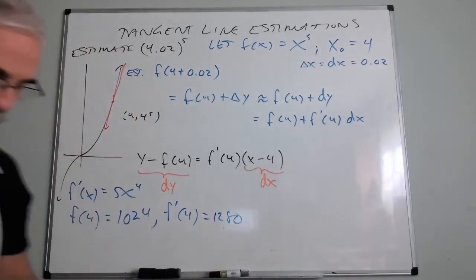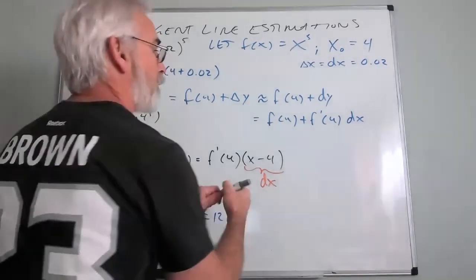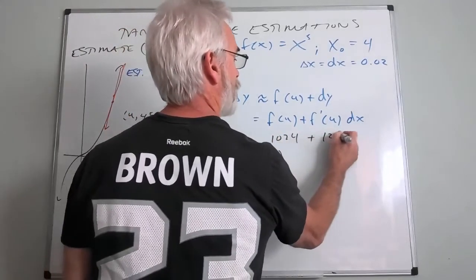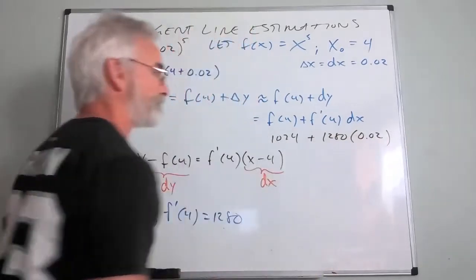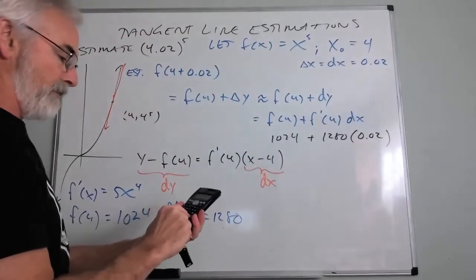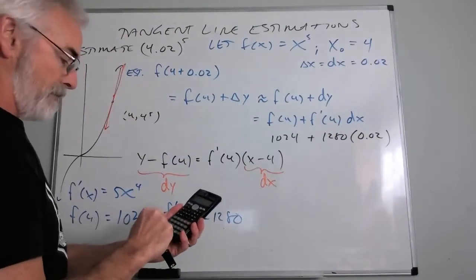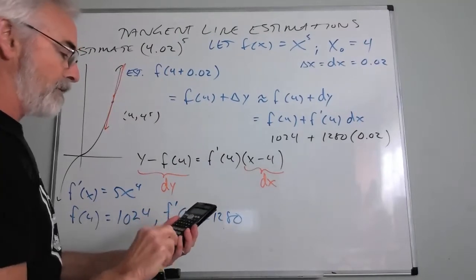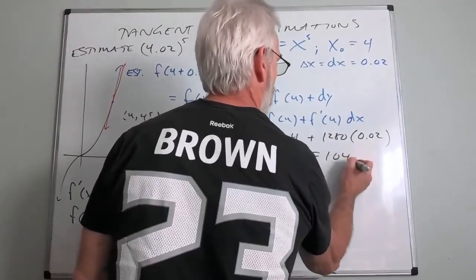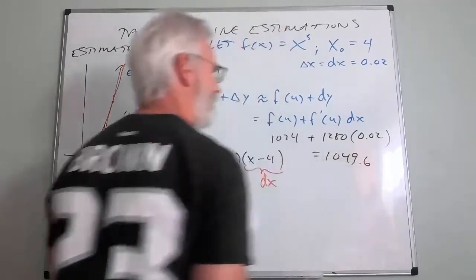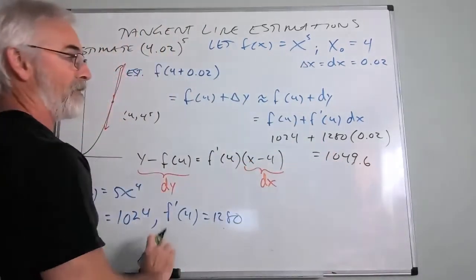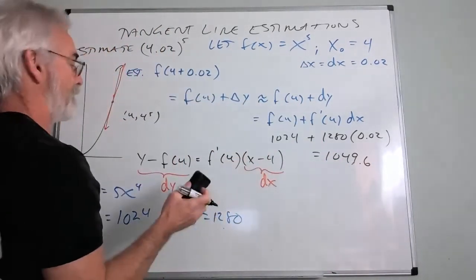So for this problem right here, I'm going to use the values 1024 plus 1280 times 0.02. And if I get out my handy dandy calculator, 1024 plus 1280 times 0.02, I get 1049.6. Now, does that mean that that's the value of 4.02 to the 5th power? No, that means that's our estimation of 4.02 to the 5th power.